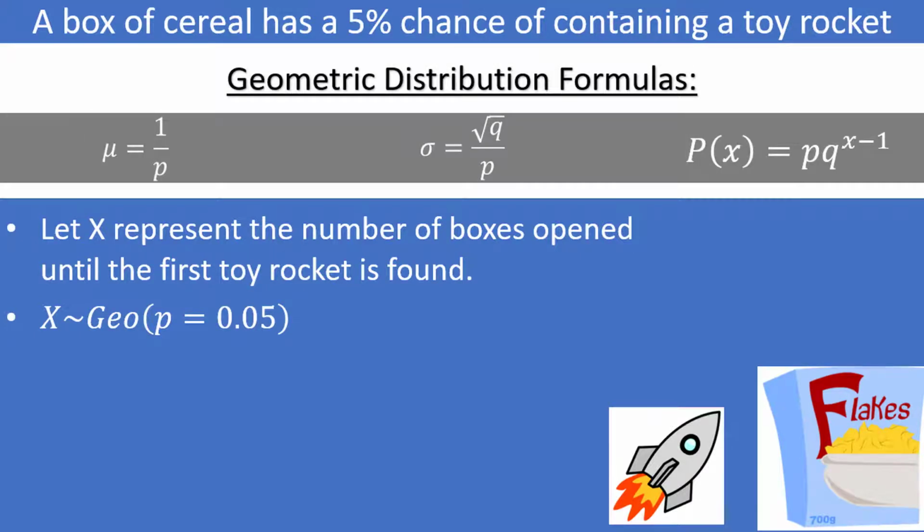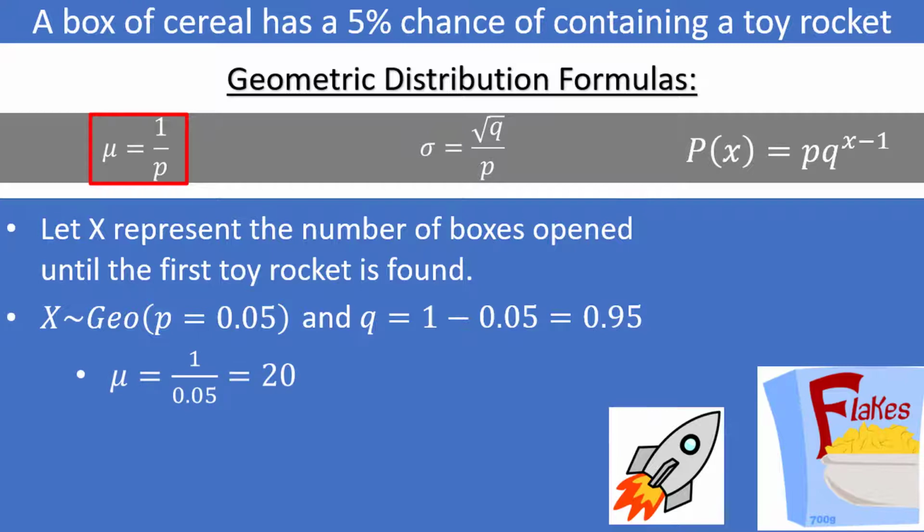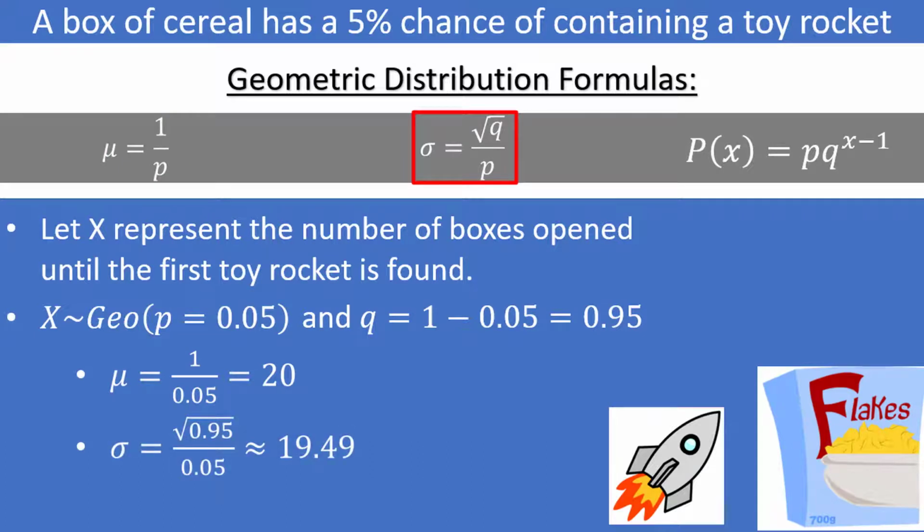Recall the formulas for the mean, standard deviation, and P of x in the geometric distribution. Since p is equal to 0.05, q must be 1 minus 0.05, which comes to 0.95. The mean, or expected value of this distribution, is 1 divided by p, or 1 divided by 0.05, which is equal to 20. We expect to have to open 20 boxes on average in order to receive the toy rocket. The standard deviation is the square root of q divided by p, which is the square root of 0.95 divided by 0.05, which is equal to 19.49, a relatively large standard deviation.